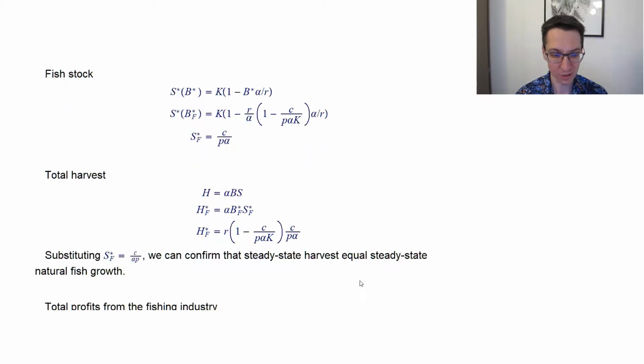Then what we can do is make sure that we found something that made sense. What we can verify is that the harvest is equal to the natural growth rate of the fish stock. So we know that the natural fish stock is S star of F equals SC divided by alpha p. So let's verify what we have just found.